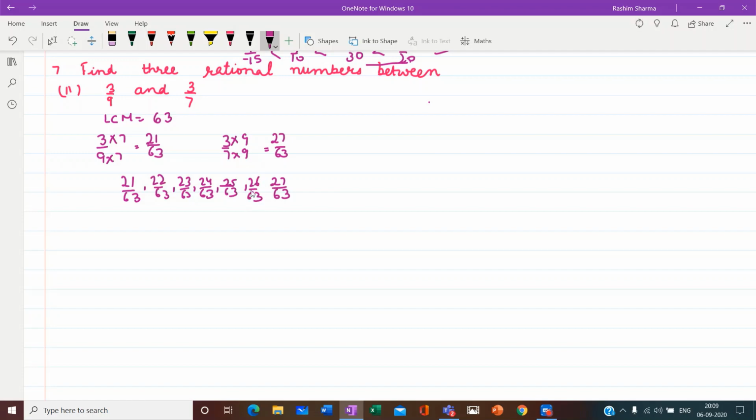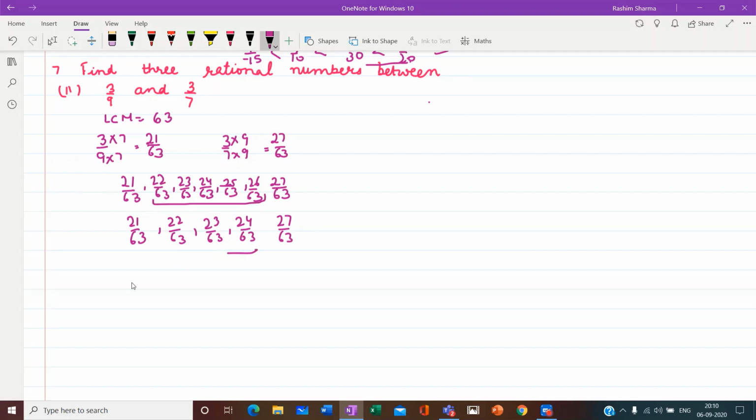So we need only 3 numbers here. Alright, so we can write here any 3 numbers out of these 5. So we can write here 21 on 63. Let us write here 22 on 63, 23 on 63, and 24 on 63, in between 27 on 63. Alright, because we got here 5 but we need only 3.